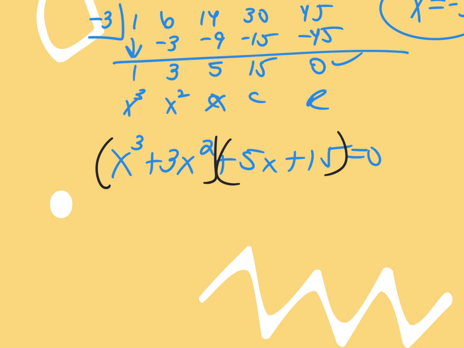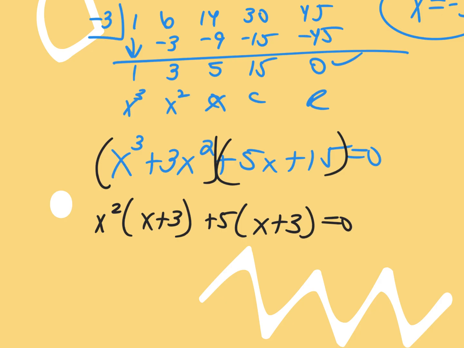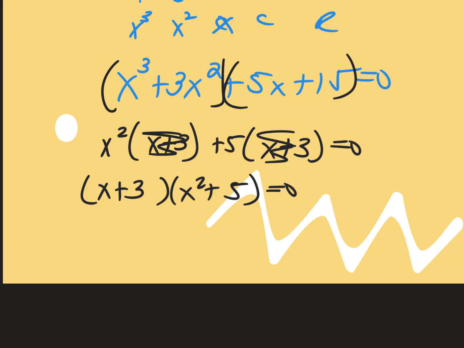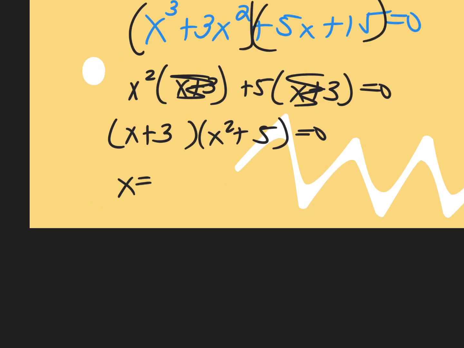Can you group this? Yes, what can I take out of x cubed and 3x squared? X squared, then I'm left with x plus 3. What can I take out of 5x and a 15? Plus 5. So I'm left with x plus 3, right? What's my new GCF? What do I have the same parenthesis of twice? X plus 3, good. I write that out in front once, and then the leftovers get their own parenthesis. So when I solve this, I get x equals what? Negative 3. That's another real solution.